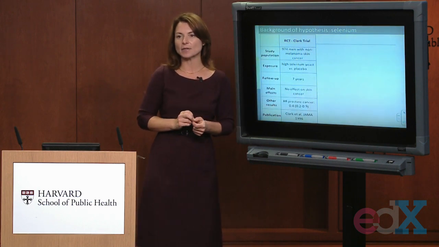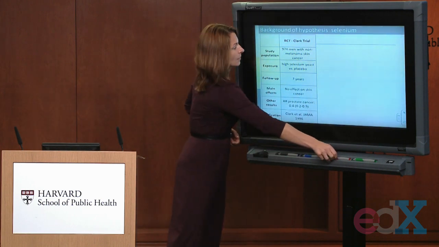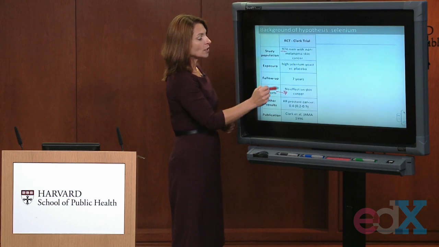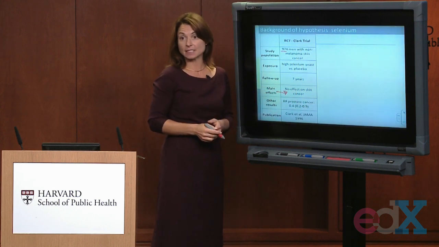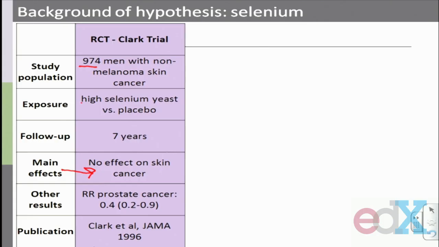So for prostate cancer, some of the strongest evidence actually came from a randomized study presented here in this figure. It was a randomized controlled trial of almost 1,000 men who had non-melanoma skin cancer. The primary purpose of the study was to see whether, if you gave selenium to men who had previously had skin cancer, it would lower the risk of getting a second skin cancer. So there were 1,000 men who were randomized either to placebo or high selenium yeast. They were followed on average for 7 years.